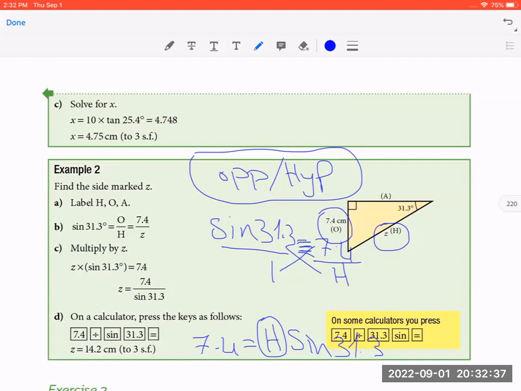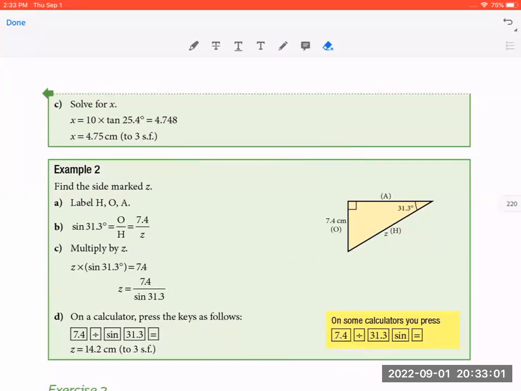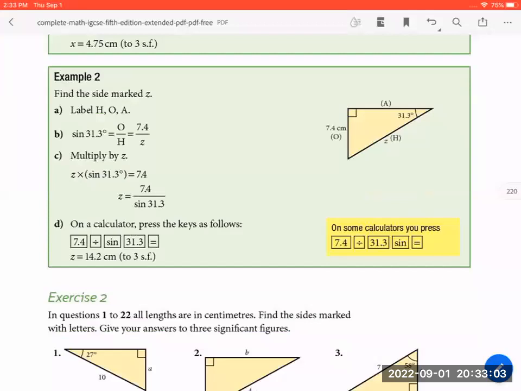I always have to close the bracket, right? Sure. 14.2. Yes, excellent. Okay, so do you understand now? Yes. Okay. Now let us go to the exercise.